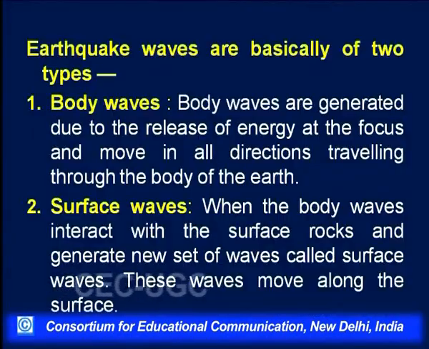Then number two, there are surface waves, and the surface waves are when the body waves interact with the rocks of the surface, and then they generate a new set of waves that is called the surface waves. And these waves move along the surface. So we have the body waves and the surface waves.